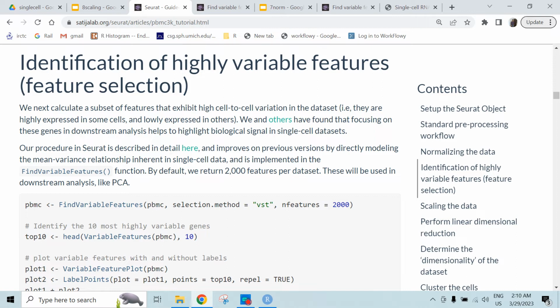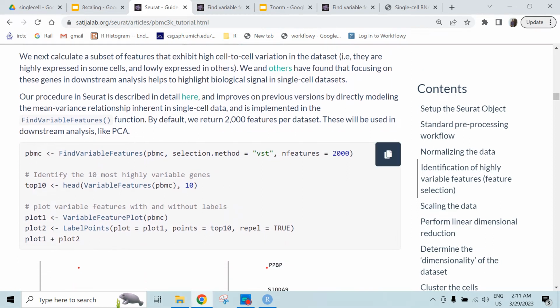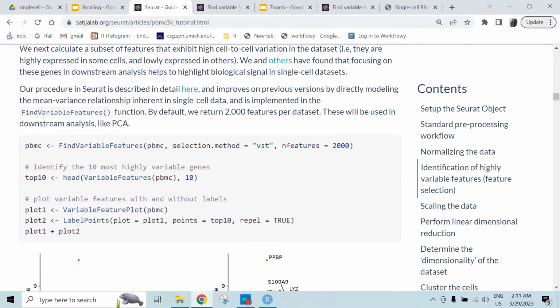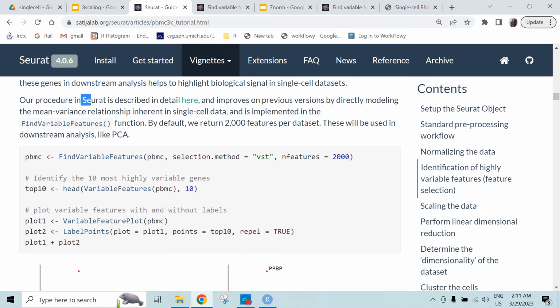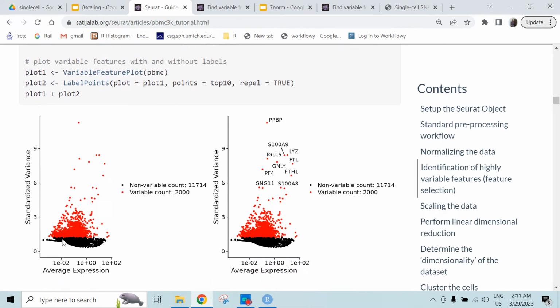Now, why do we need to identify highly variable features? Let me read this statement. Their procedure, which Seurat describes in detail here, improves on the previous version by directly modeling the mean variance relationship. This is important. The mean variance relationship is inherent in single cell data, which is what we see, and based on that it fits a line, and using that line it scales the observations.